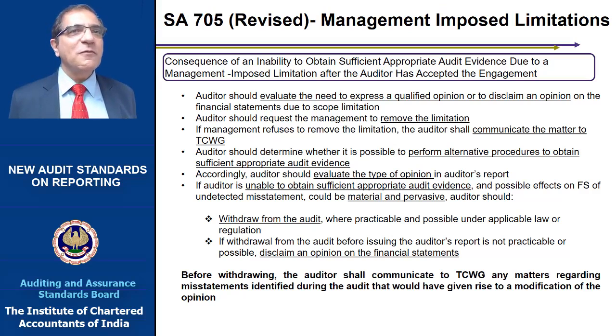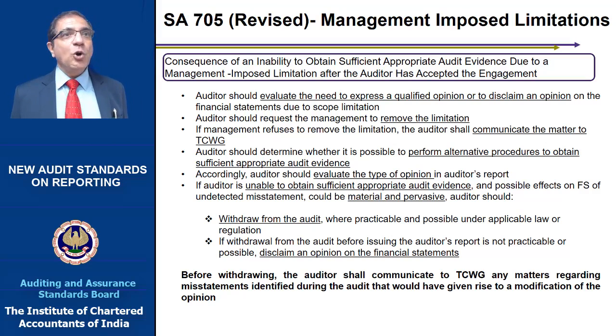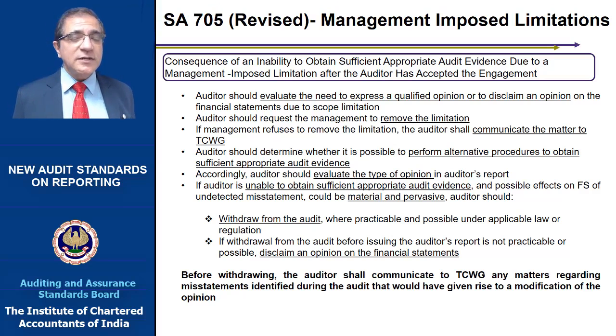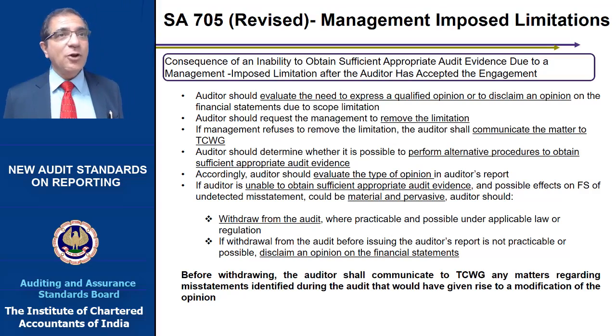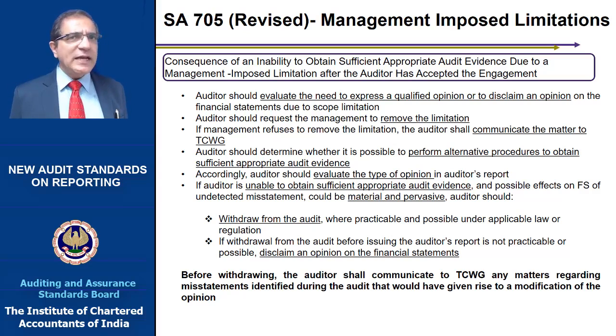However, before giving a disclaimer of opinion, as I mentioned earlier, the auditor should discuss with the management and those charged with governance, and initially, as per the standard, the auditor should consider withdrawing from the audit where practicable and possible under the applicable laws and regulations. Many a times at the PSUs, the auditor will not be given permission to resign or withdraw from the audit, and therefore under such circumstances, the auditor will have to give an opinion, and that opinion could be a disclaimer of opinion, and having given that opinion, he can later withdraw from the audit.